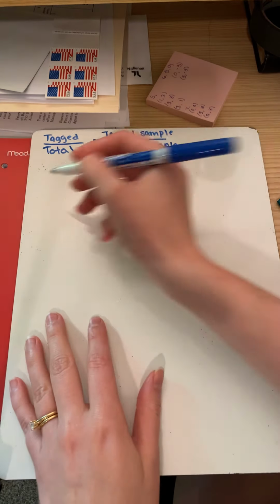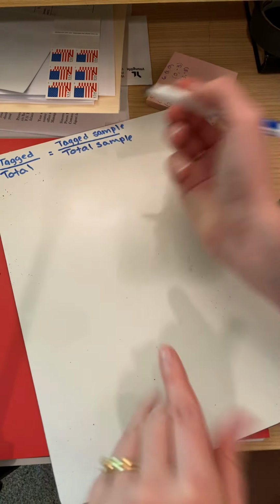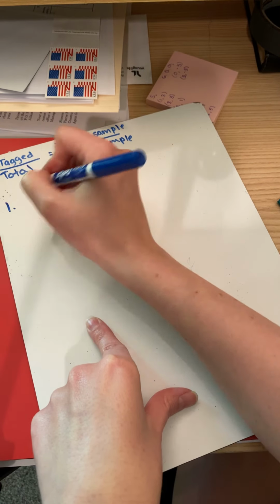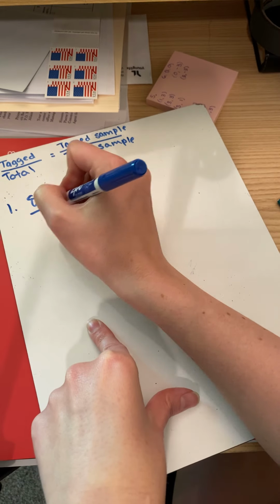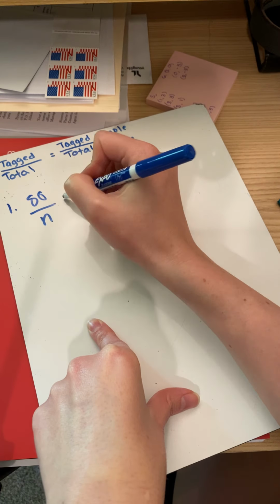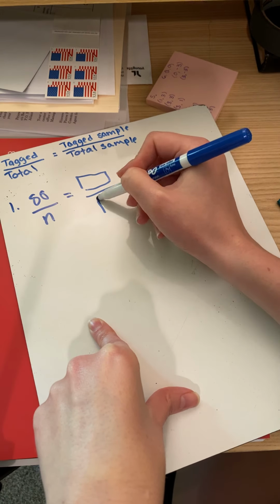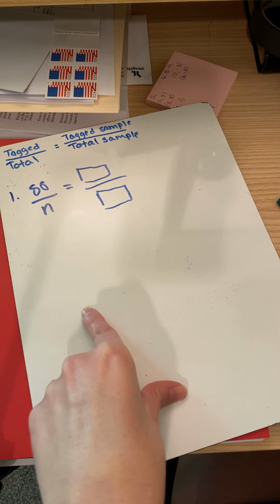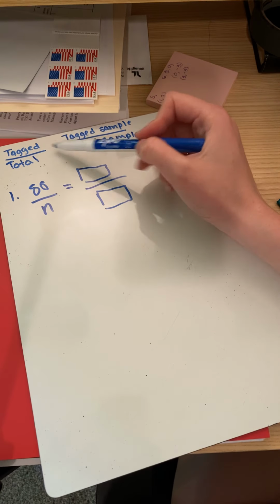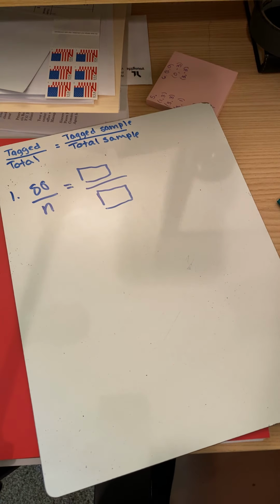So they give us, I'm going to put this at a little bit of an angle. Number 1, they have 80 over n is equal to a blank over a blank. And we need to fill in those blanks. And remember what I said at the beginning, that this little formula is what we'll be using the whole time. The tagged of the initial over the total at the beginning, set equal to the sample from the second time they look at the species or animal.